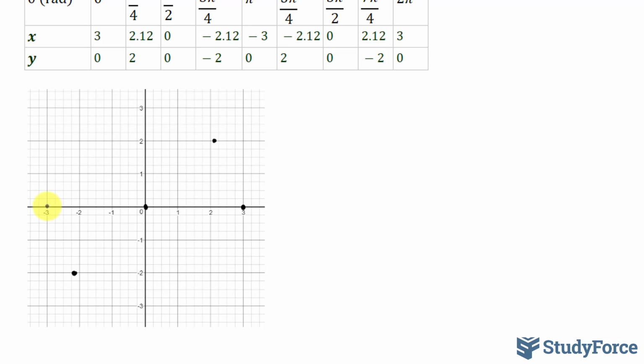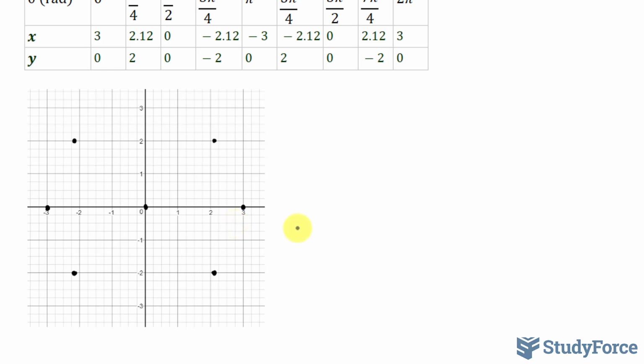Negative 3 and 0 is over here. Negative 2.12 and positive 2, that will be approximately here. 0 and 0 is the same place. 2.12 and negative 2 is down here. And finally, we have 3 and 0, which has already been plotted.